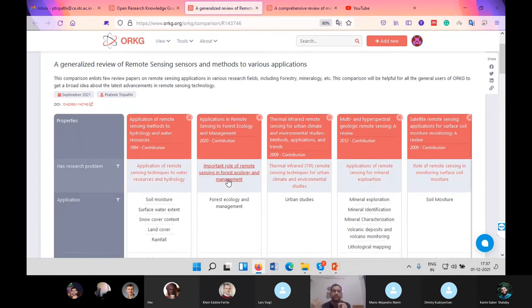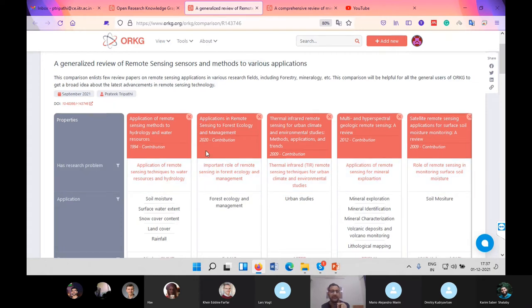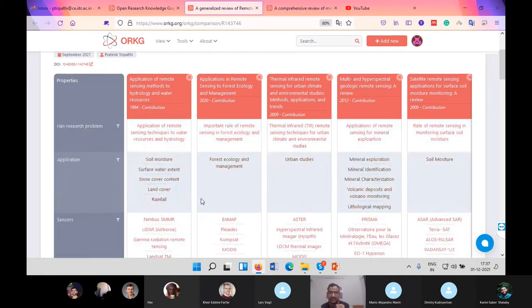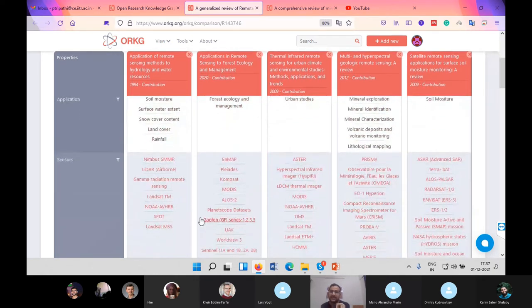My first step was to extract the main research problem related to my remote sensing field, because there are many research papers which give a broad idea about different technologies. So I decided to narrow down my research problem to only remote sensing and a particular application. Then I searched for the basic applications and the sensors. So here's the main part.